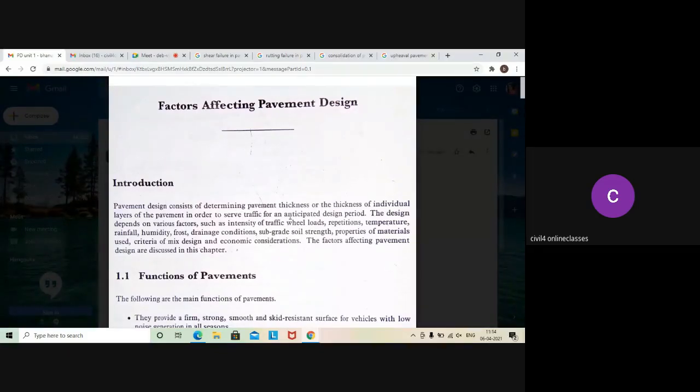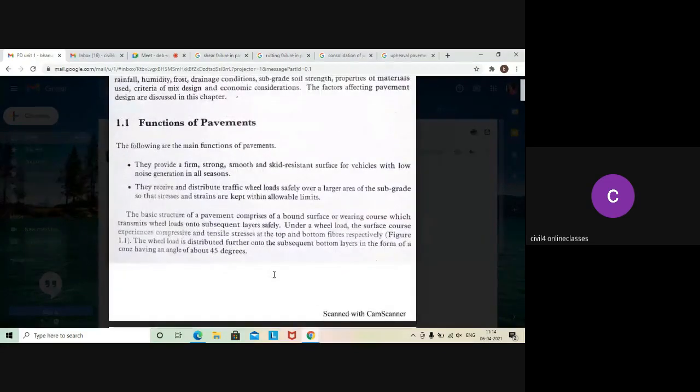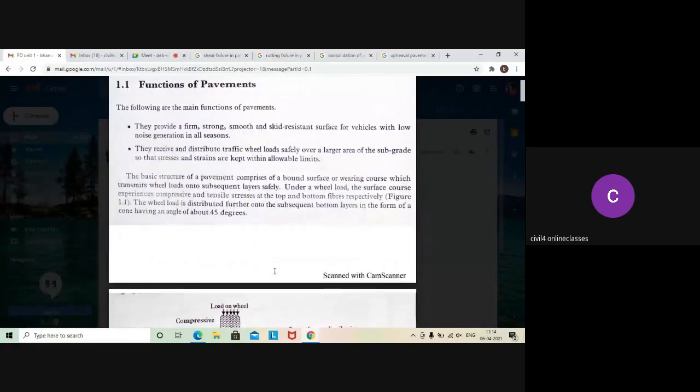So that is about your first unit here. The factors affecting the pavement design we are going to learn here. But before going into the actual topic, let us see the functions of pavements. What is the main function of the pavement? What is the use of a pavement?